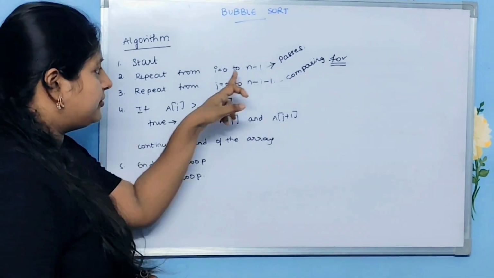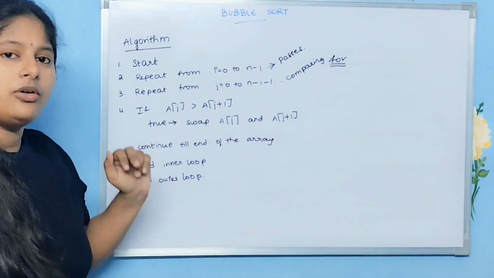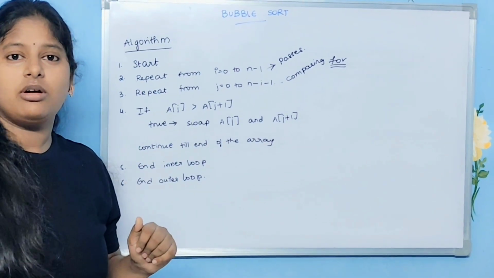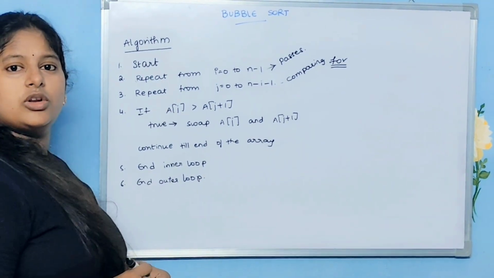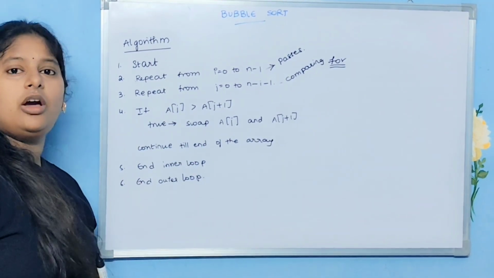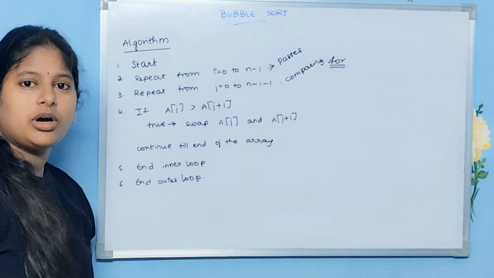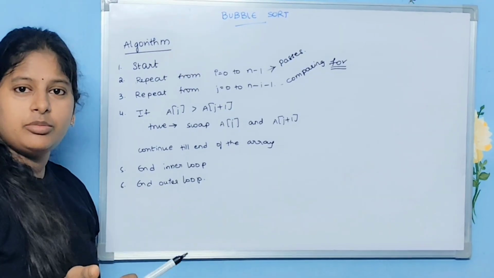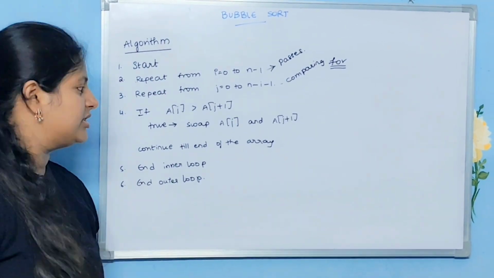So, if these two conditions are true, if A of j is greater than A of j plus 1, that means you are comparing adjacent elements. So suppose j equals 0. If j equals 0, A of 0 is greater than A of 1. That means you are comparing two adjacent elements. I've already said that in bubble sort you cannot compare the first element with the third element, or the 0th element with the second element, like that. You can only compare the adjacent elements, right?